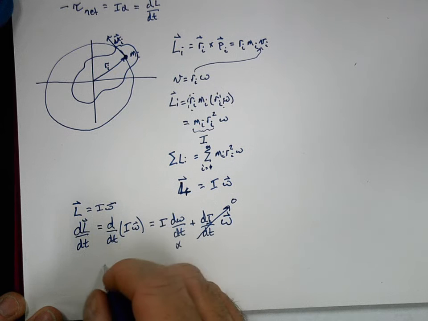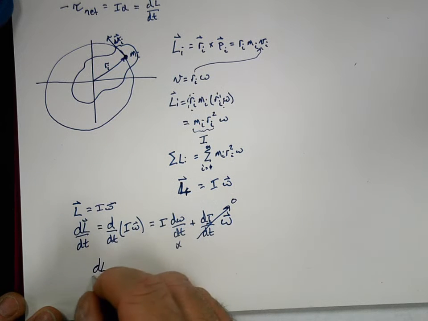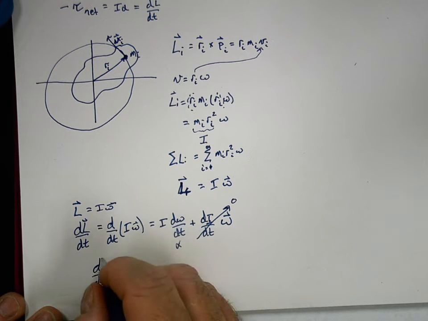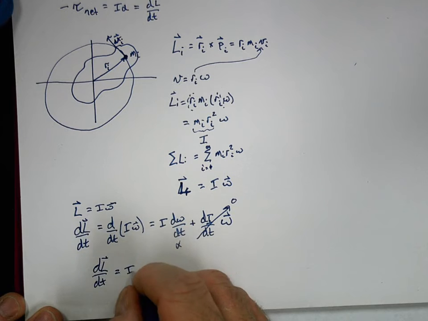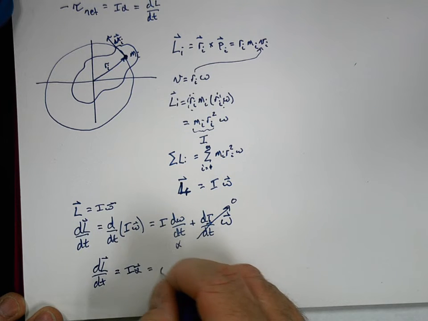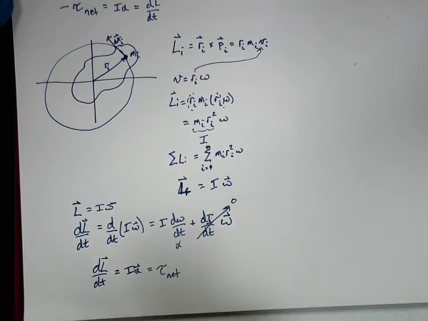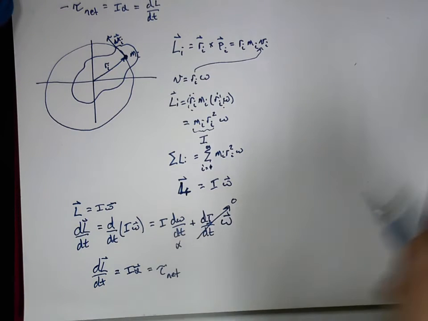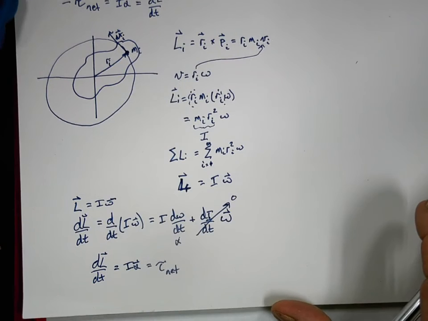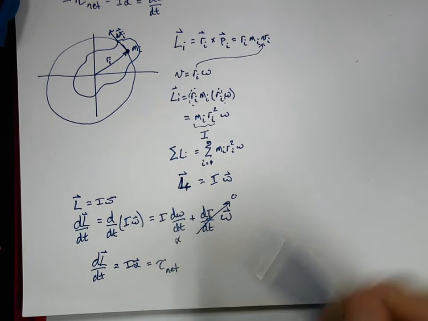So we wind up getting dL/dt, the time derivative of our angular momentum, is going to equal I alpha, which equals our net torque, just like with our linear analogs over here. So this is our angular momentum part.